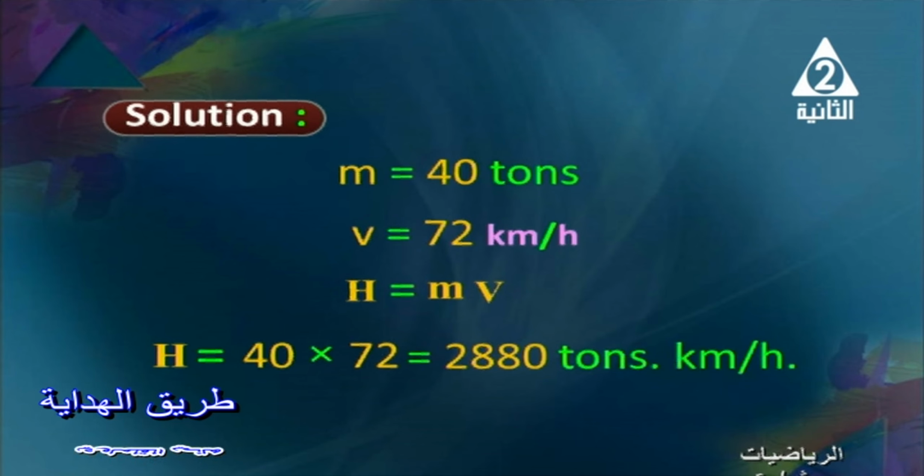40 multiplied by 72 equals 2880 ton times kilometer per hour, because we find the momentum h by the product of 40 ton multiplied by 72 kilometer per hour. Then the result h equals 2880 tons kilometer per hour. Now we move to the next example.